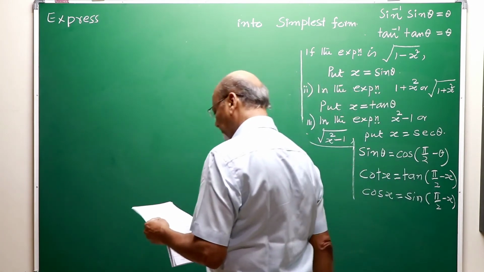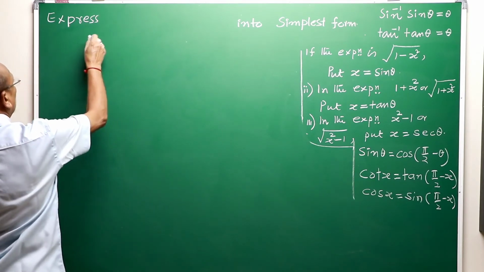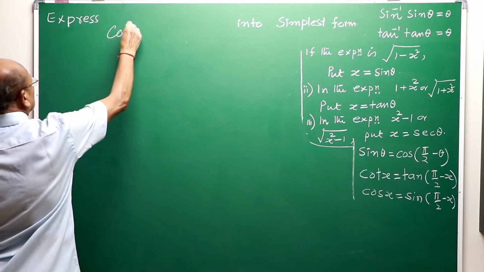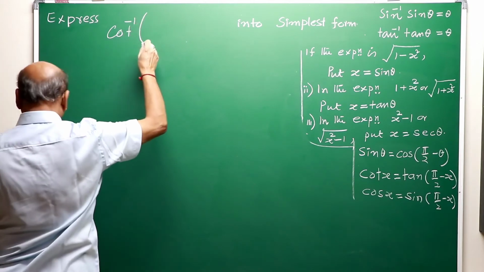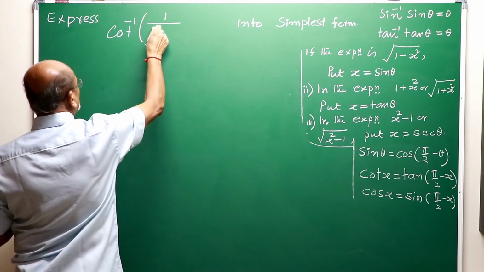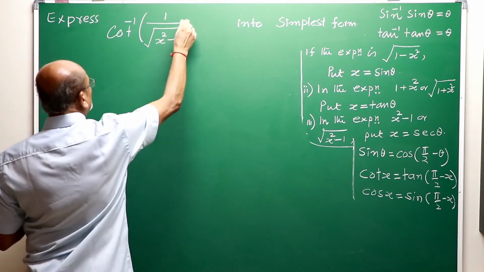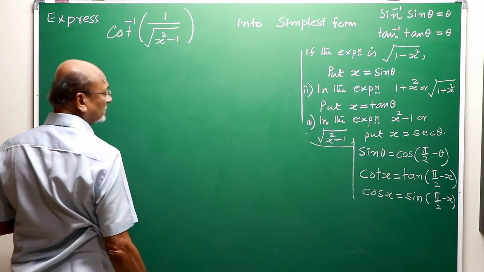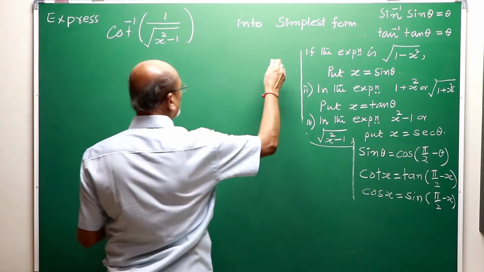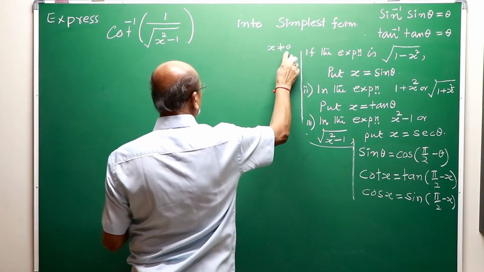Yes, friend. It is cot inverse. Next is cot inverse of 1 upon square root x square minus 1. In the previous example, I had not mentioned that x is not equal to 0.